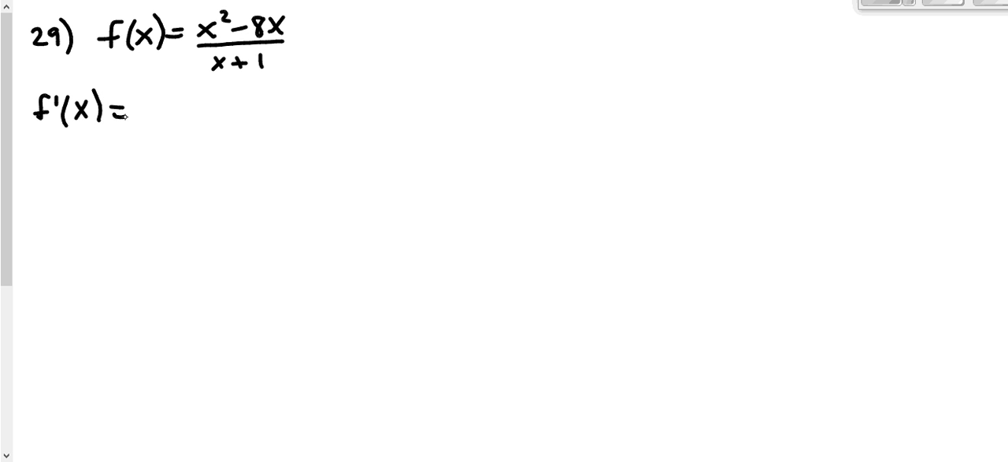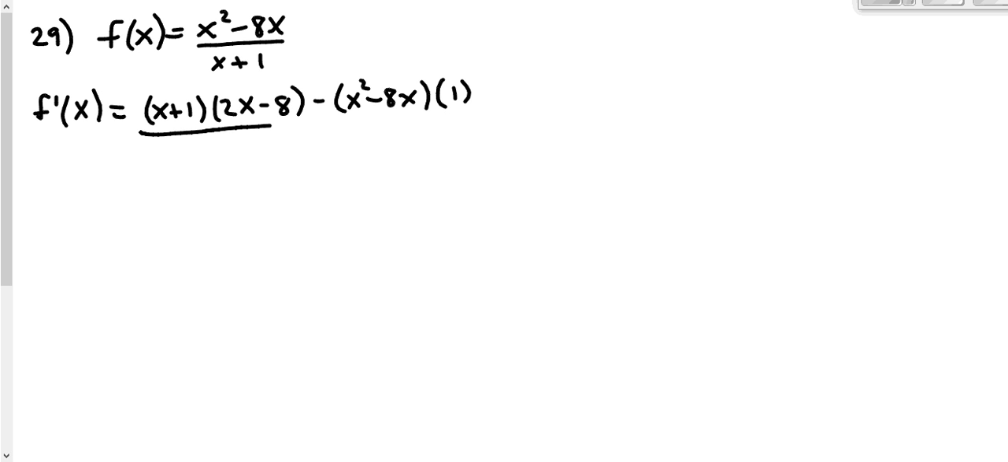So we're going to need to use the quotient rule. So we have the bottom times the derivative of the top, minus the top, times the derivative of the bottom, over the bottom squared.